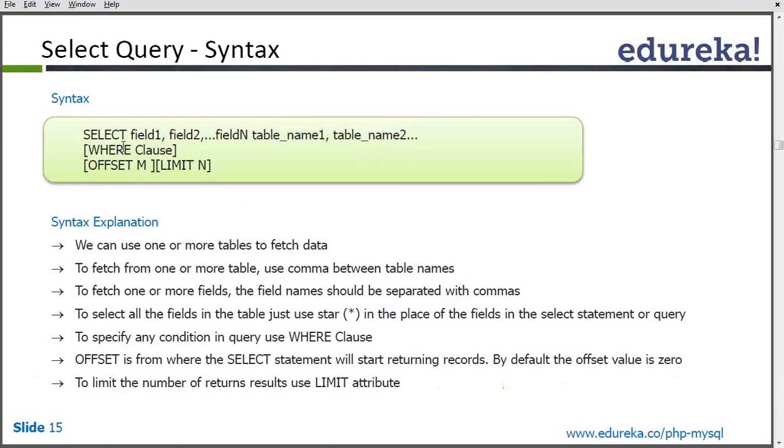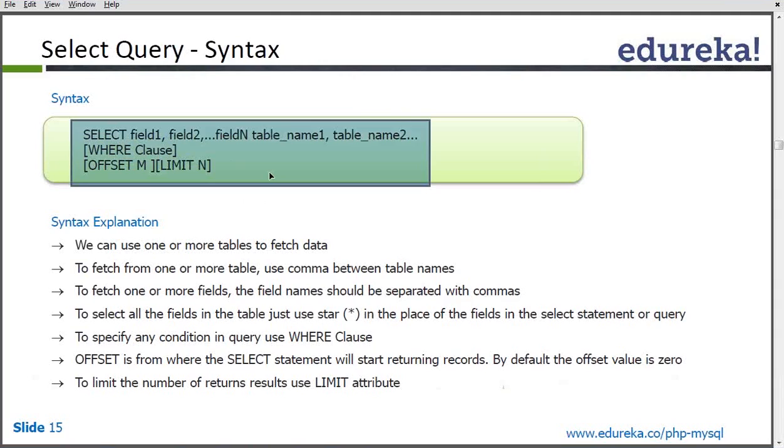Then we have the where clause. Where means we can give the condition. It is in brackets, which means this is optional. We can get the data without any condition as well. Then this is the offset that we will be passing, and this is the limit. Limit lets us know how many records we want to fetch. If we give limit 10, then only 10 records will be fetched from the database, even if the condition is returning 100 records. So it will limit it to 10 records.